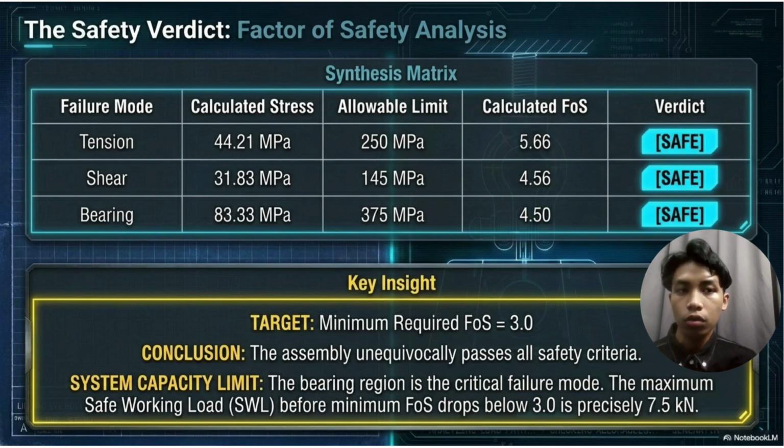Okay, moving on to our safety validation. Let's take a look at the factor of safety analysis for the assembly. On the table synthesis metric, first tension, we can see that the calculated stress came in at 44.21 megapascal and the allowable limit at 250 megapascal. So that gives us a highly comfortable factor of safety of 5.66.